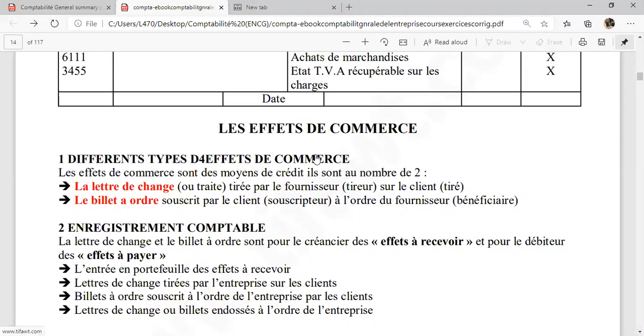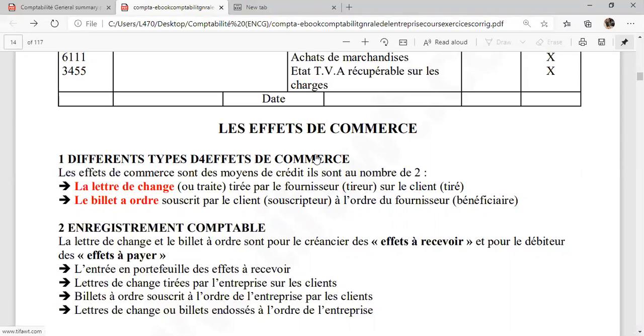So we're going to start with the lettres d'échange. So les lettres d'échange, c'est un document écrit par lequel une créance qui appelle le fournisseur donne l'ordre à son débiteur appelé le tiré de payer à une date donnée appelée échéance.